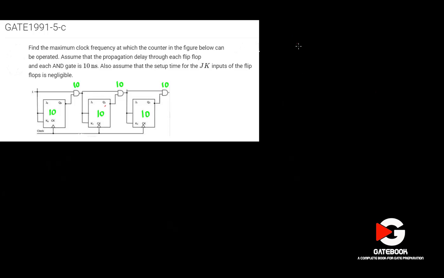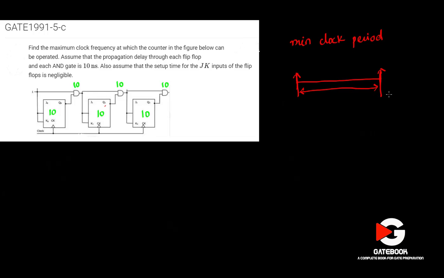Now we have to find out the maximum clock frequency. Maximum clock frequency means minimum clock period time. Correct? Minimum clock period. So let's fix it. Let's say this is the clock period. This point is the first triggering, this point is the second triggering point, and between these we have a clock period. Correct? So we have to fix this value.